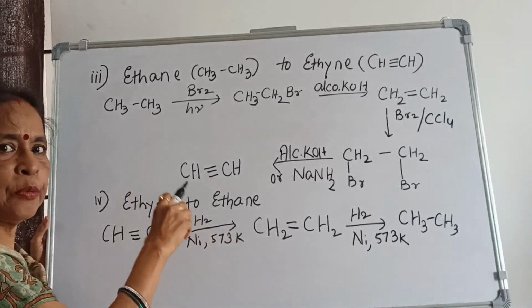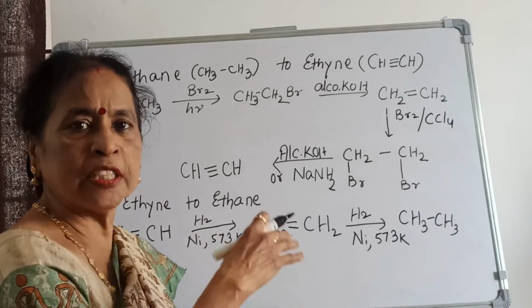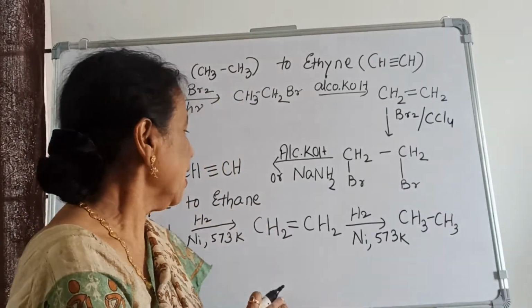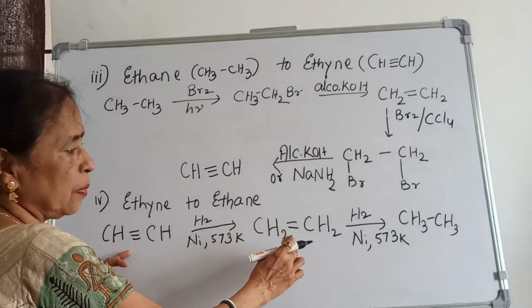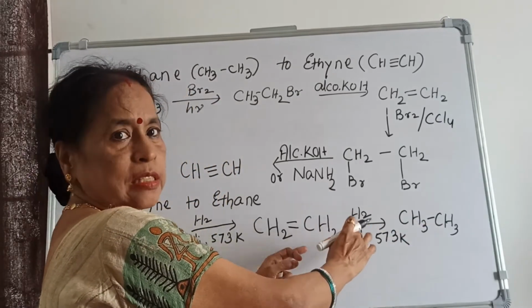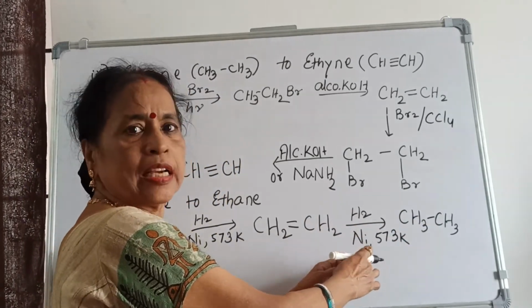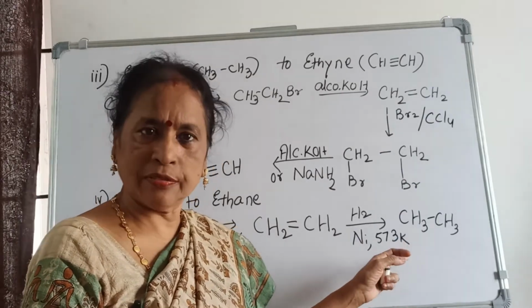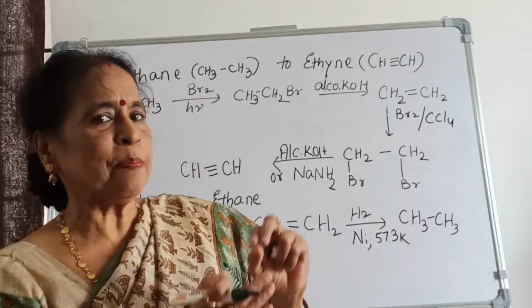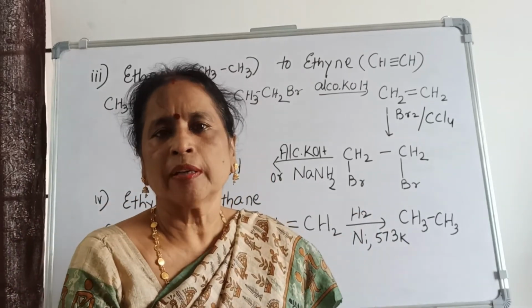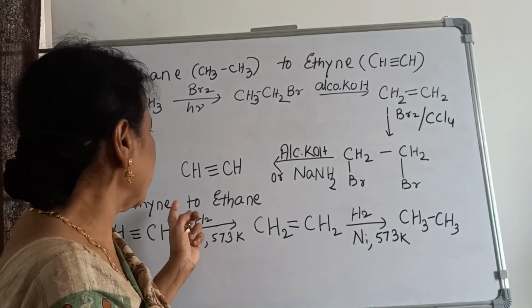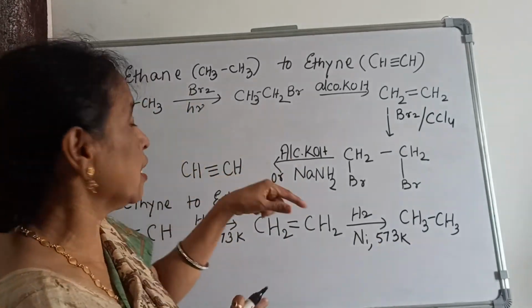That means if you do hydrogenation in presence of nickel and high temperature, around 573 Kelvin, it changes the triple bond to a double bond. And now this double bond again changes to a single bond by addition of hydrogen in presence of nickel and 573 Kelvin. That means only hydrogenation takes place, whereas the triple bond changes to double bond and then to single bond.